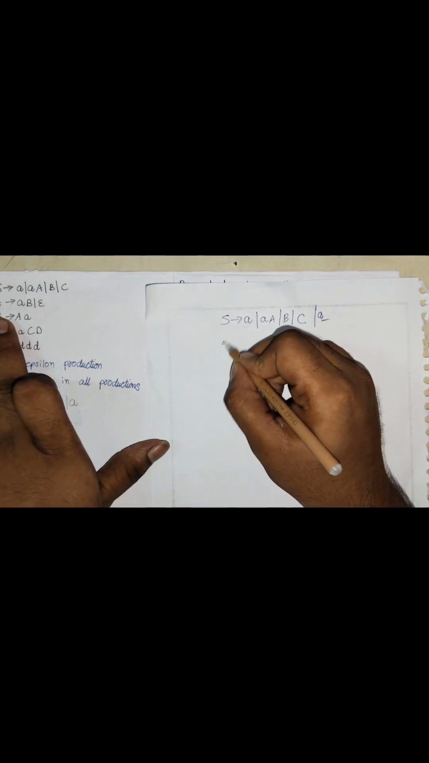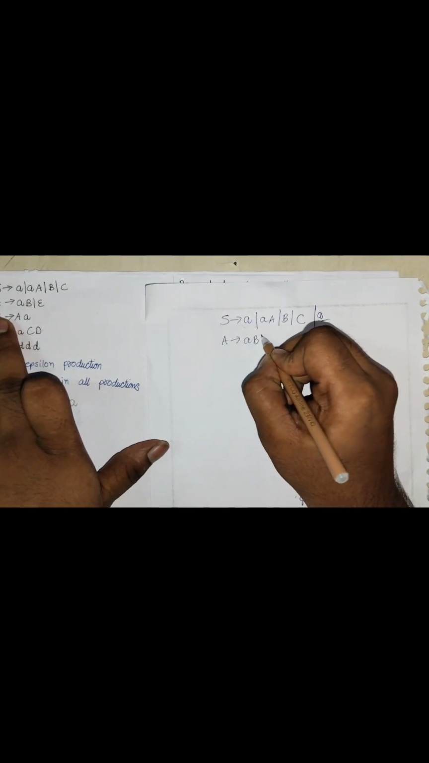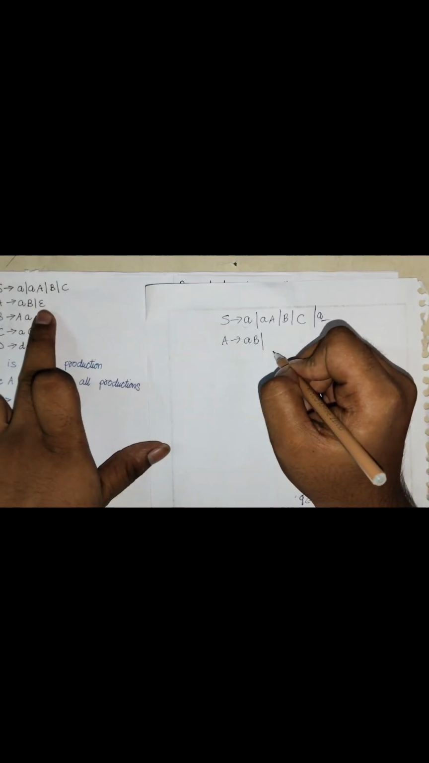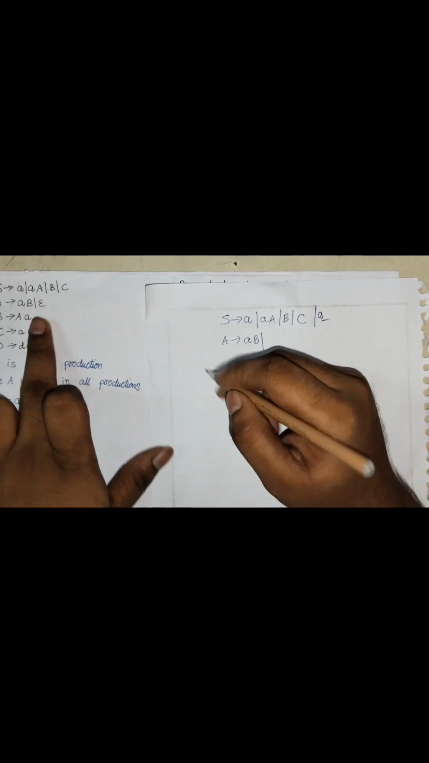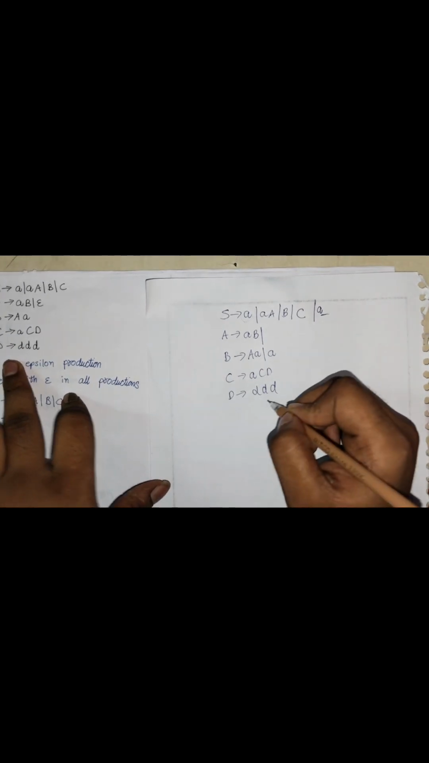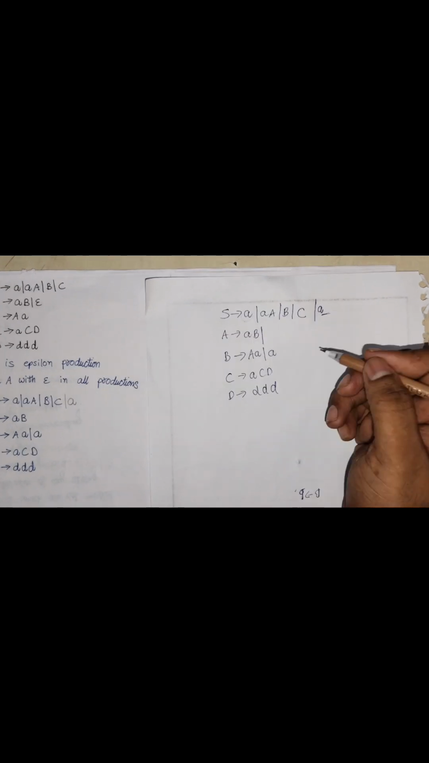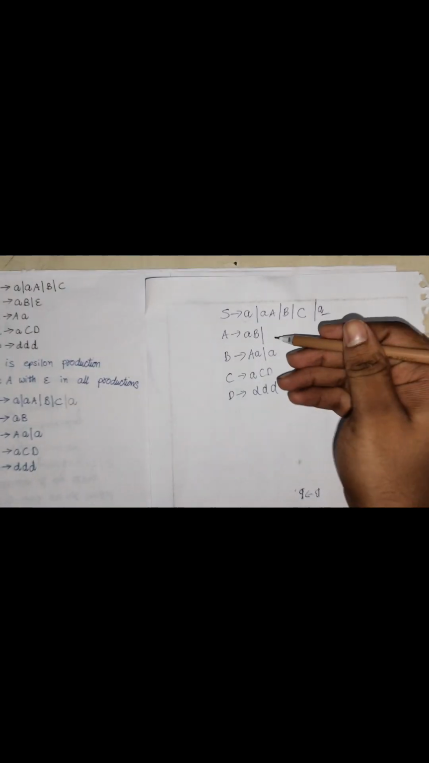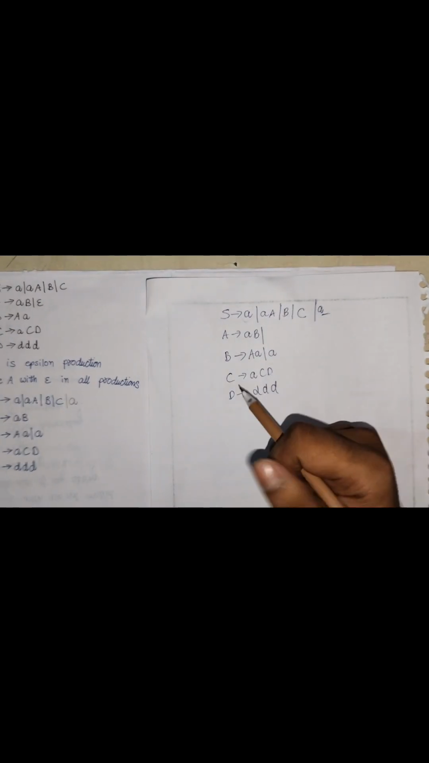Next, capital A tends to a B, and epsilon is removed, so no need to write epsilon now. Capital B tends to A; write it as it is and replace A with epsilon, and you will get small a. Capital C tends to A C D. There is no A term here, so you don't need to substitute anything. And capital D tends to d; there is no capital A term, so you don't need to substitute anything here. So this epsilon transition is eliminated in the production. Simple.